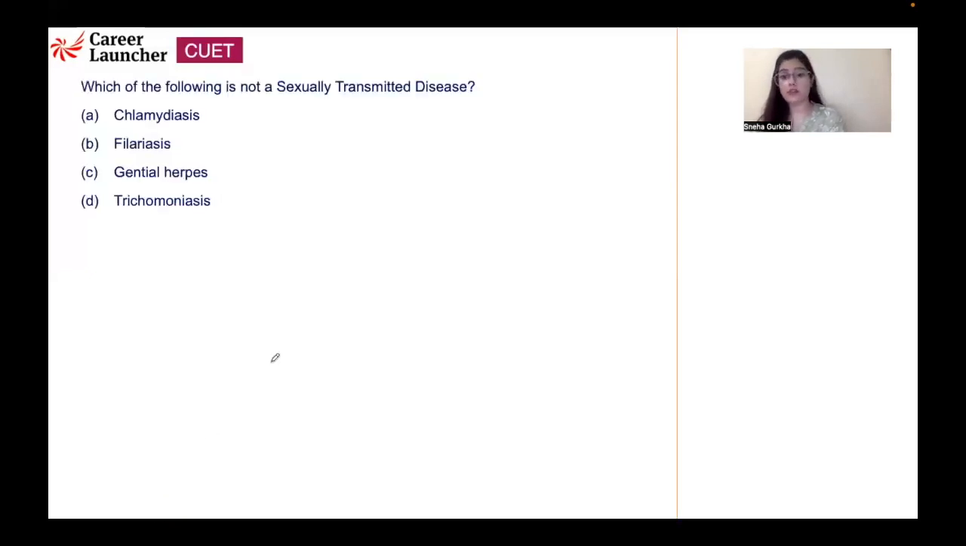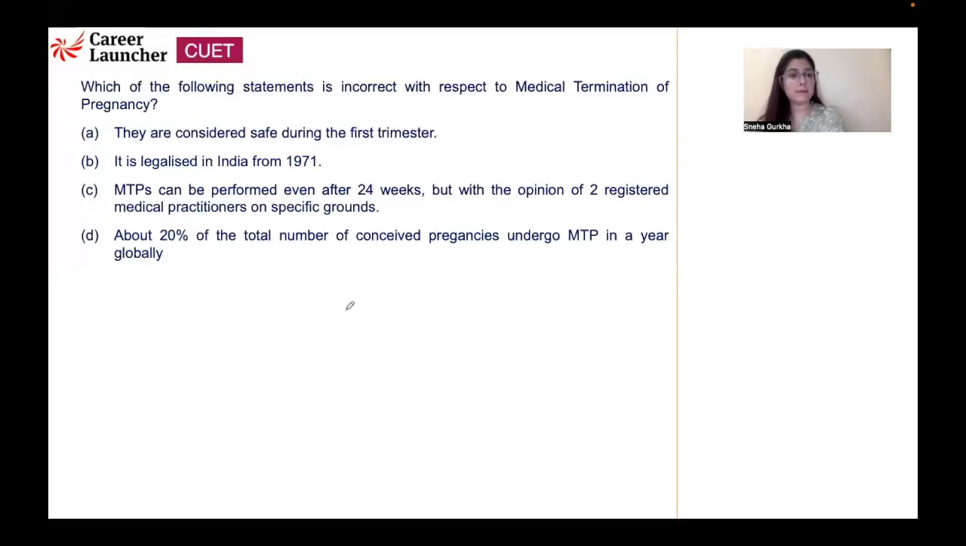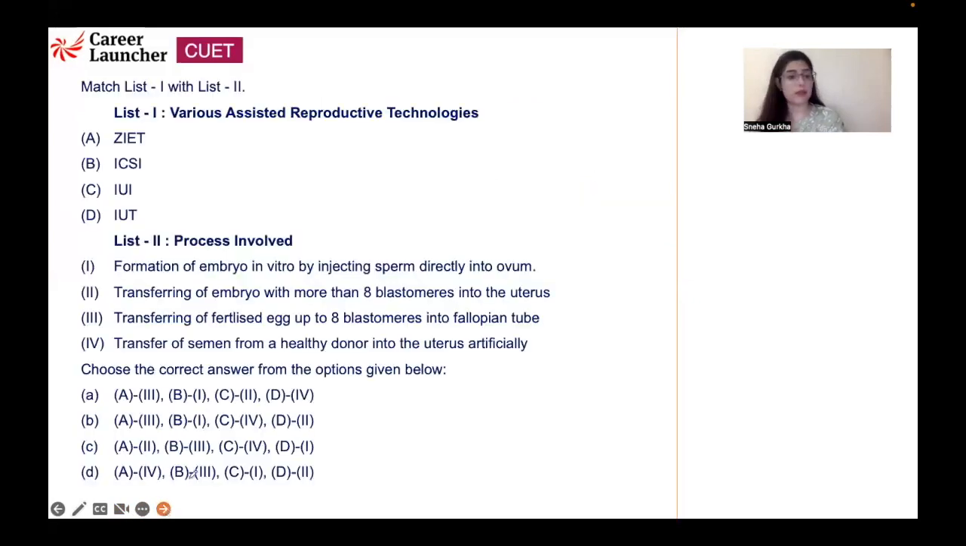Which of the following is not a sexually transmitted disease? Filariasis is not a sexually transmitted disease. Which of the following statements is incorrect with respect to medical termination of pregnancy? They are considered safe during the first trimester. Correct. It is legalized in India from 1971. Correct. MTPs can be performed even after 24 weeks. Incorrect. MTPs cannot be performed after 24 weeks regardless. About 20% of the total number of conceived pregnancies undergo MTP in a year globally. Yes, around 1/5, so that brings it to 20%. So option C is going to be an incorrect statement.